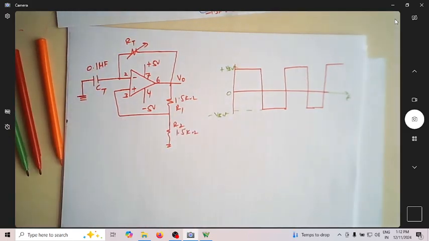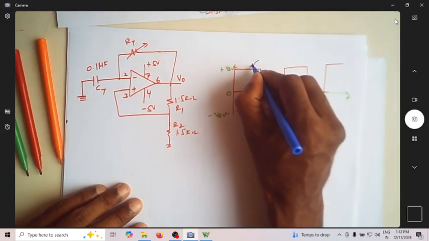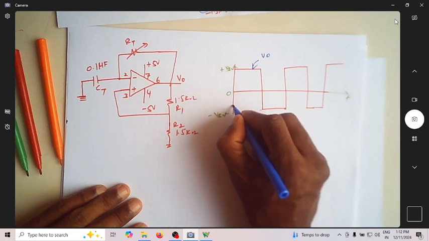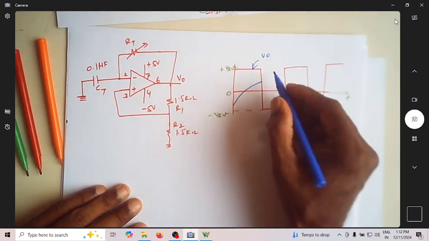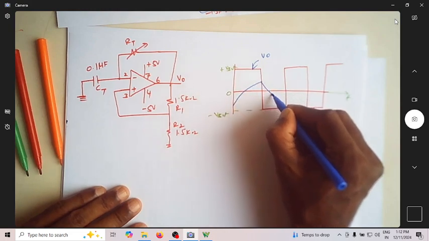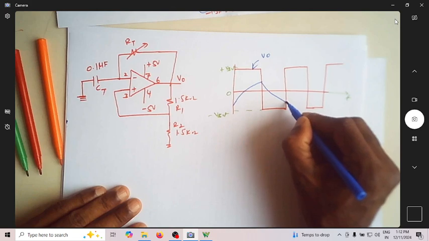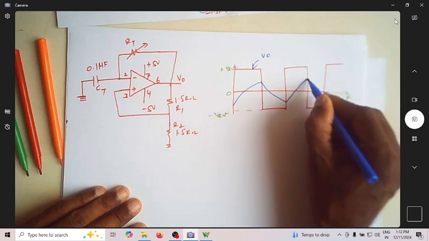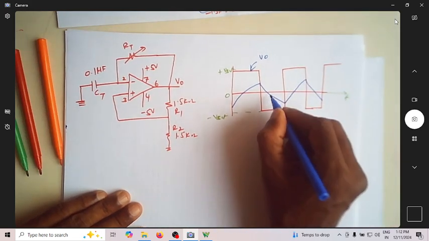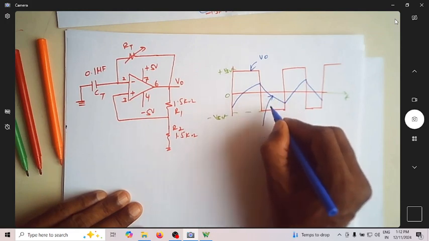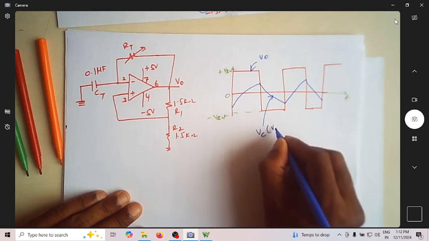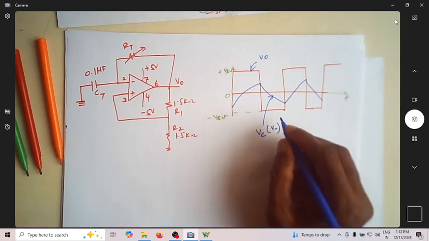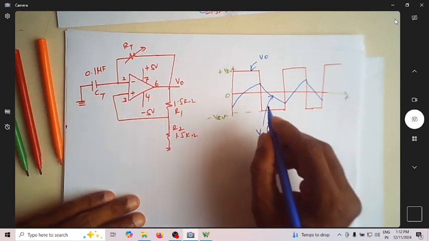This is my V0. So let me write my capacitor charging and discharging. This is exponential, it will not be linear. You can see this is exponentially charging and discharging. So this is how it is. This is my capacitor voltage VC, and this is at the inverting terminal, that is pin number 2.